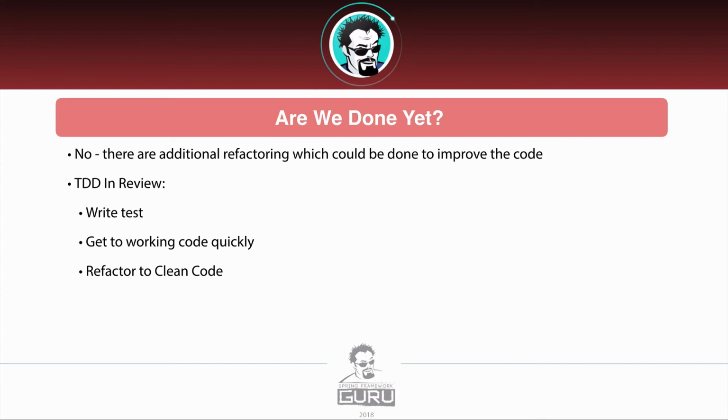So just a quick review of what we've been doing all along. Write a test. We get to working code quickly, and then we refactor to clean code. I hope you can see, if you look back at the very, very early implementations of this, we had really, really ugly code. And then we gradually improved it and also increased our test coverage.